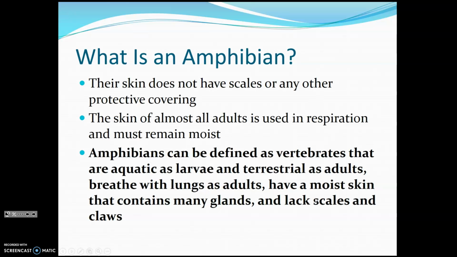It says amphibians can be defined as vertebrates, so we know that means they have a backbone. They're aquatic as larvae, terrestrial as adults, so they differ in terms of their environment. They breathe with lungs as adults. They have a moist skin that contains many glands.